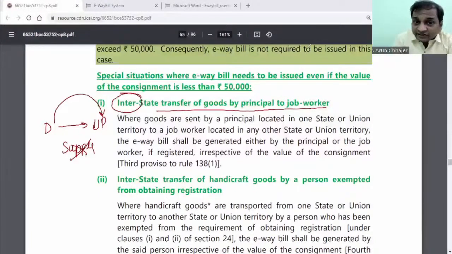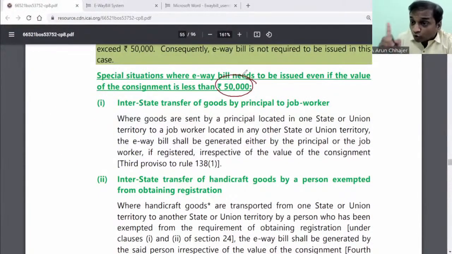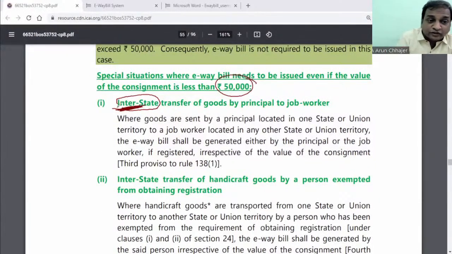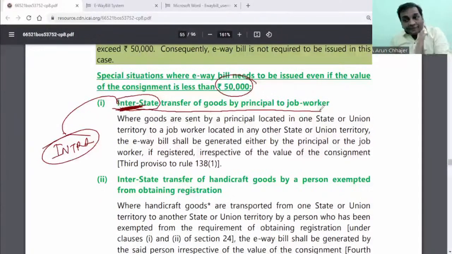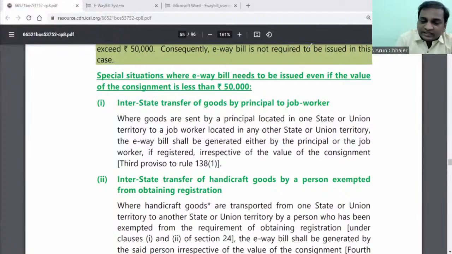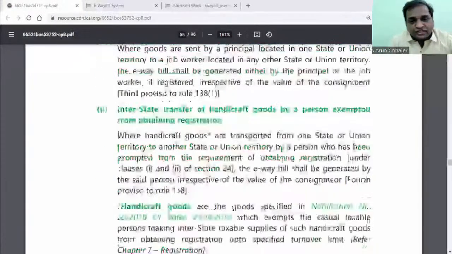Whether we need to generate the e-way bill if the value is more than 50,000? No, there are two exceptions. One exception: do not forget to write inter, because for intra, it may be a different answer. Why a different answer? We will discuss in sub-rule 14 clause D. But for the time being, I am only explaining that if it is interstate transfer of the goods by the principal to the job worker, then whatever the value is, you need to generate the e-way bill.